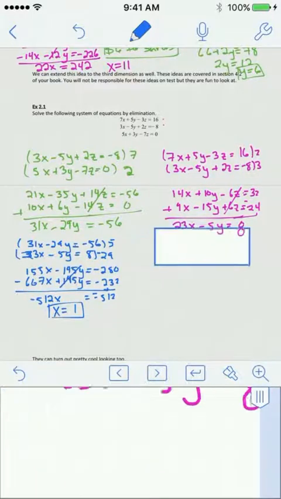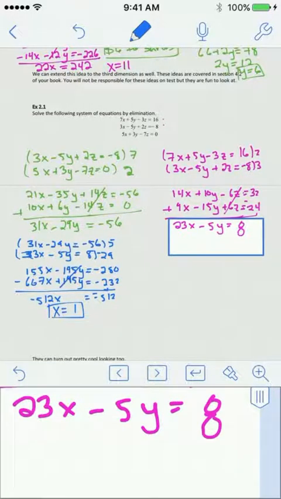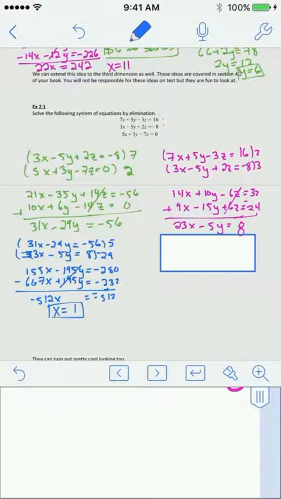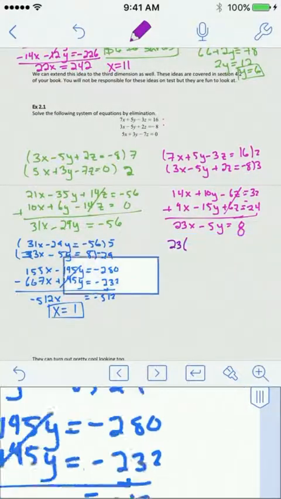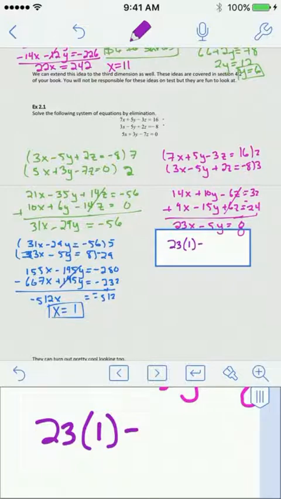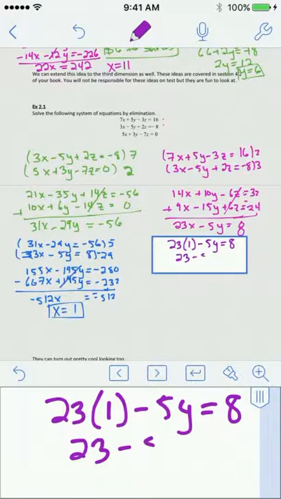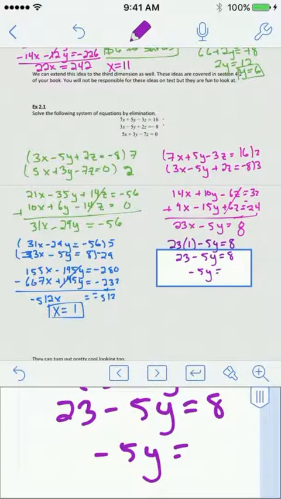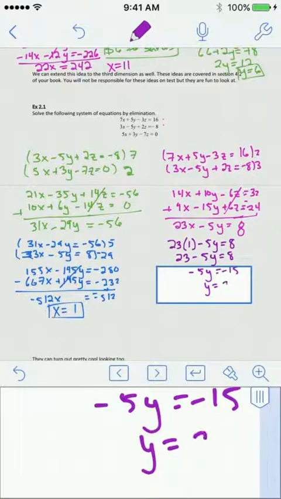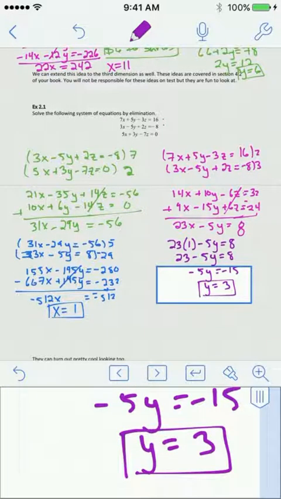Alright, so I think I'm going to go back to this equation because it's kind of smaller. So I have 23 times, let's use a different color, let's use purple, 23 times what I now know about x, which is 1, minus 5y is equal to 8. So 23 minus 5y is equal to 8, minus 5y is equal to negative 15, y is equal to positive 3. Alright, so I found y.